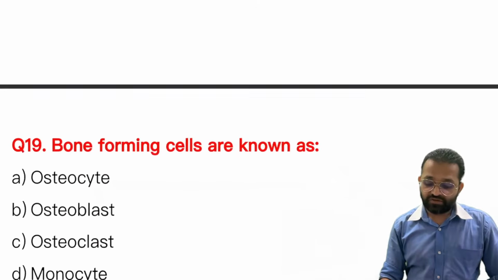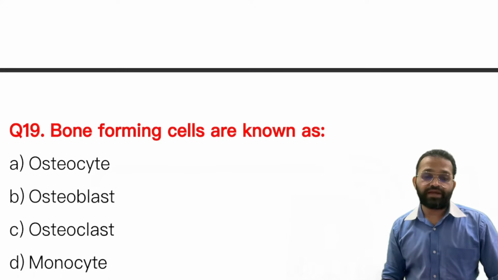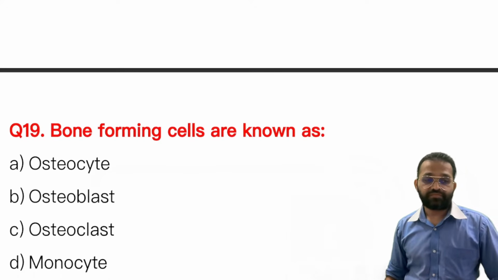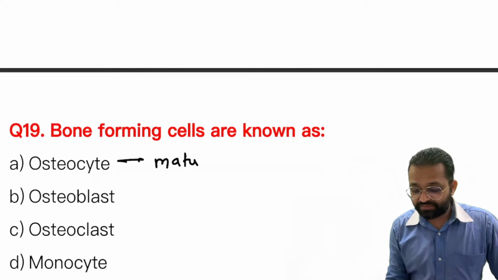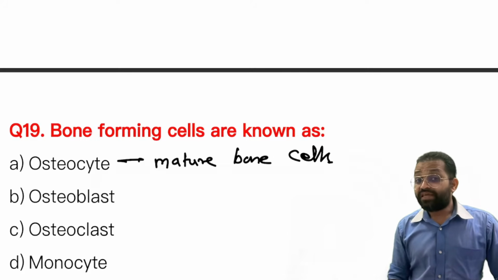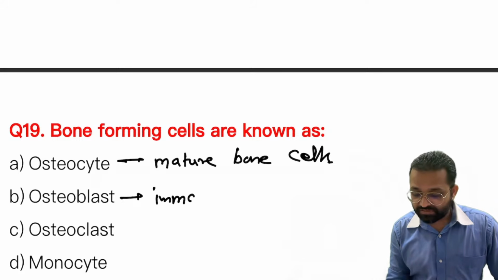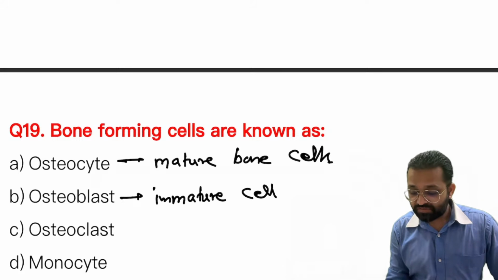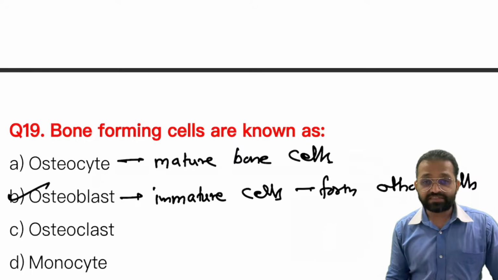Bone forming cells are known as. Now, what is your answer? Osteocyte? Sir, these are mature bone cells, no. Yes, osteoblast. They are blast, these are immature cells, and they will form other cells. So definitely it is the answer.